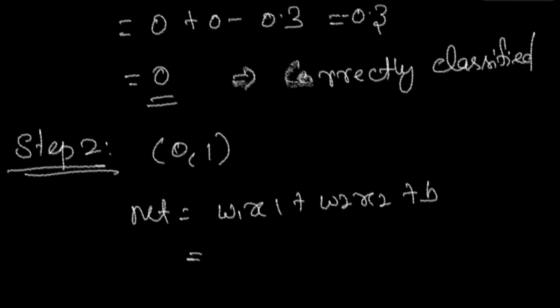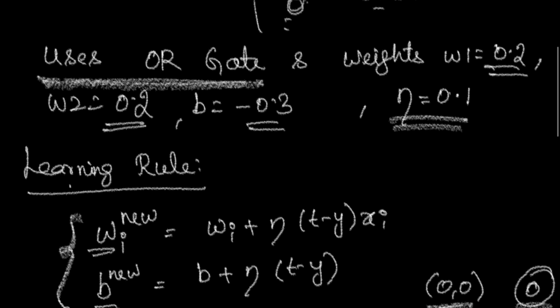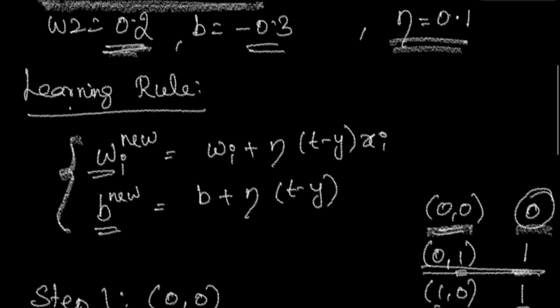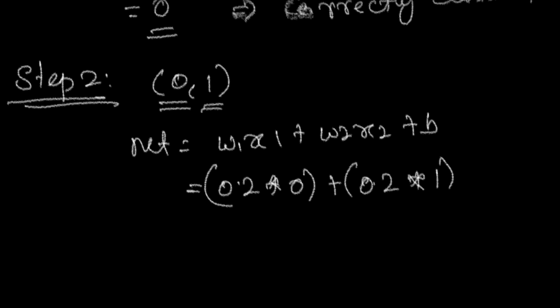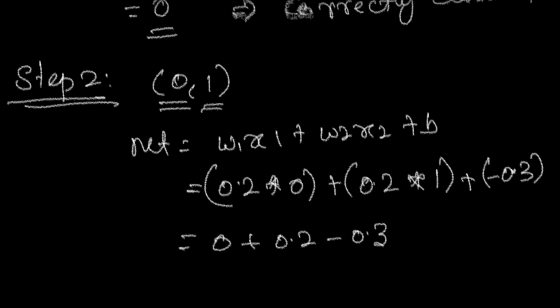So what is W1 value? Already we have the value as 0.2 and W2 is also 0.2. We take W1 as 0.2 into x1, which is 0, and W2 is 0.2 into x2, which is 1. Plus what is the bias value? It is minus 0.3 as given in the question. We are directly applying it, that's it. So it is 0 plus 0.2 minus 0.3. Now I'll get minus 0.1. So now I have got minus 0.1 as the net value.